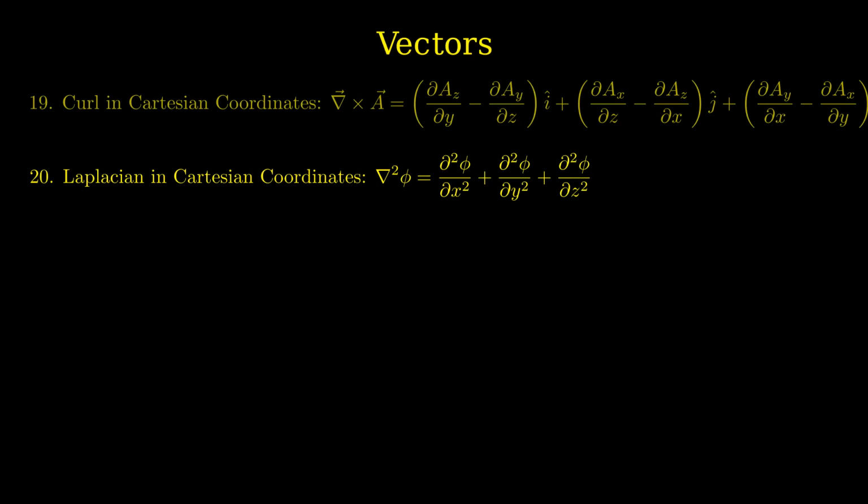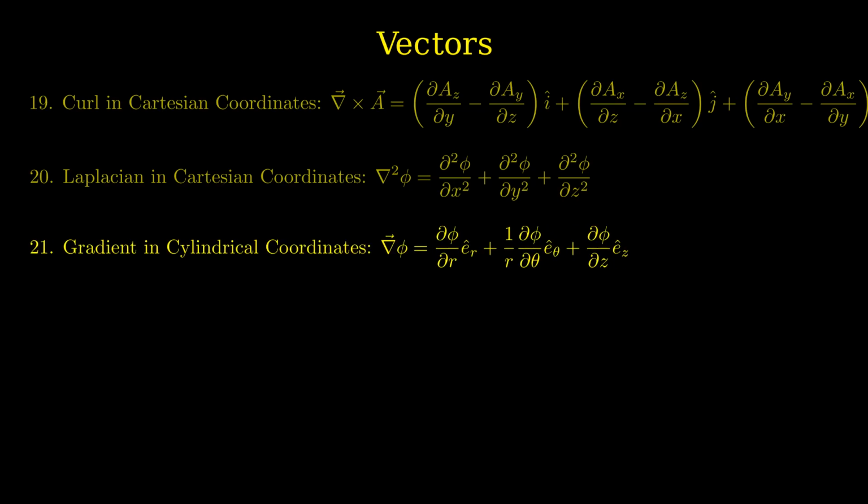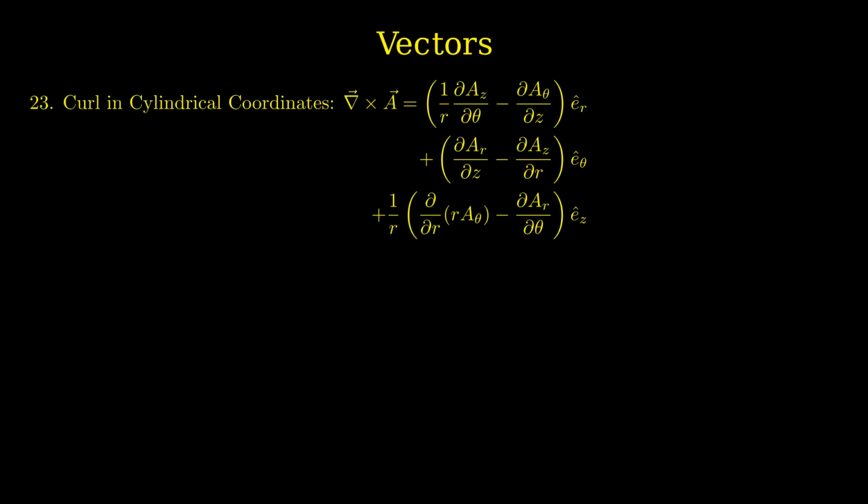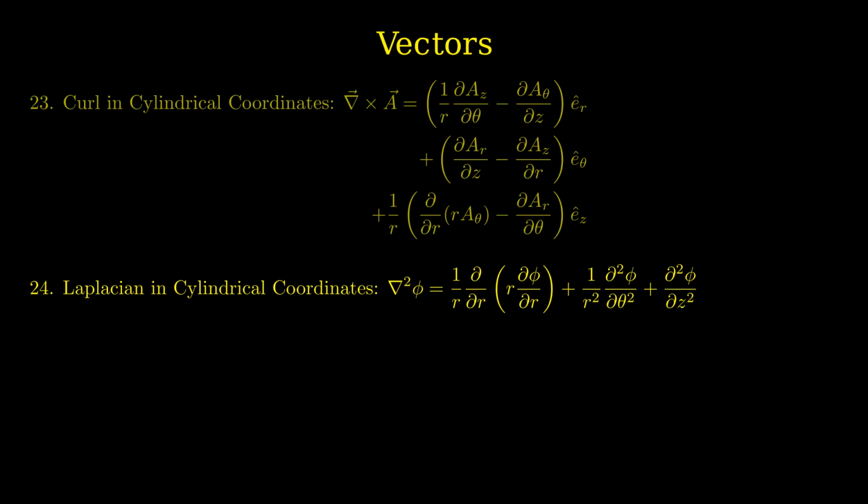The gradient in cylindrical coordinates includes radial, angular, and vertical partial derivatives with appropriate scaling. The divergence in cylindrical coordinates accounts for the radial expansion and angular variation of the vector field. The curl in cylindrical coordinates describes the rotational tendency of a vector field around radial, angular, and vertical axes. The Laplacian of a scalar field in cylindrical coordinates includes radial, angular, and vertical second derivatives adapted to the geometry of the coordinate system.